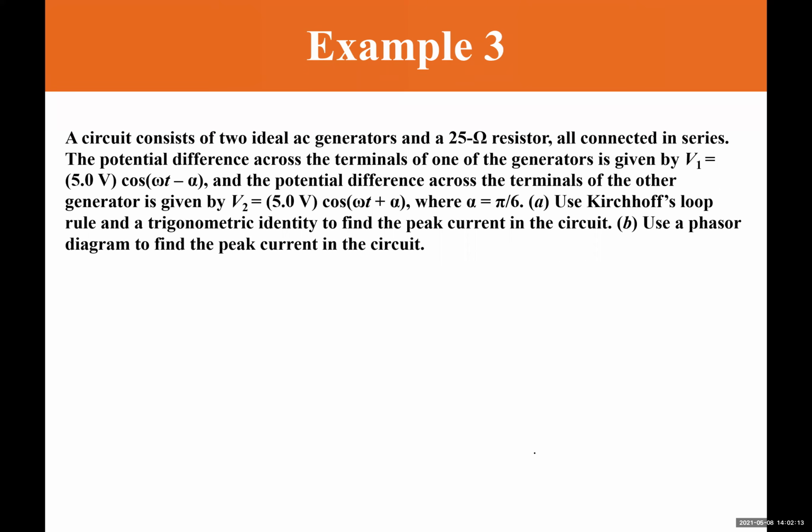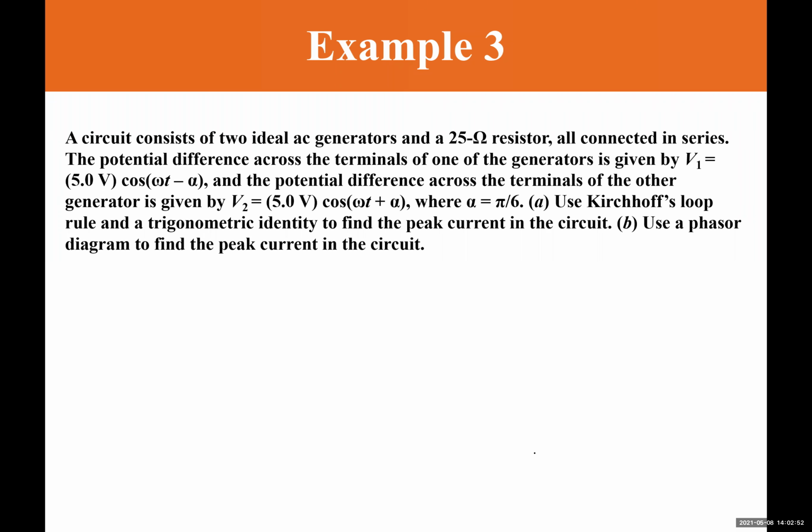Here's another example. A circuit consists of 2 ideal AC generators and a 25 ohm resistor, all connected in series. The potential difference across the terminals of one generator is V1 equals 5 volts cosine of omega t minus alpha, and across the other generator is V2 equals 5 volts cosine of omega t plus alpha, where alpha equals pi over 6. For part A, use Kirchhoff's loop rule and a trigonometric identity to find the peak current in the circuit. For part B, use a phasor diagram to find the peak current.